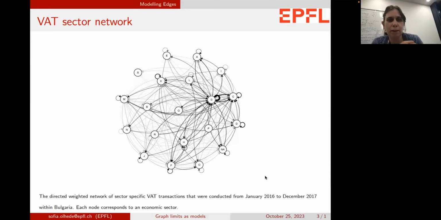So it's more than a simple network that just has an interaction or not. You actually have the value of the interaction, and you'll see the little arrows, and the arrows are there because actually this is a directed graph. You know who's selling what to whom.